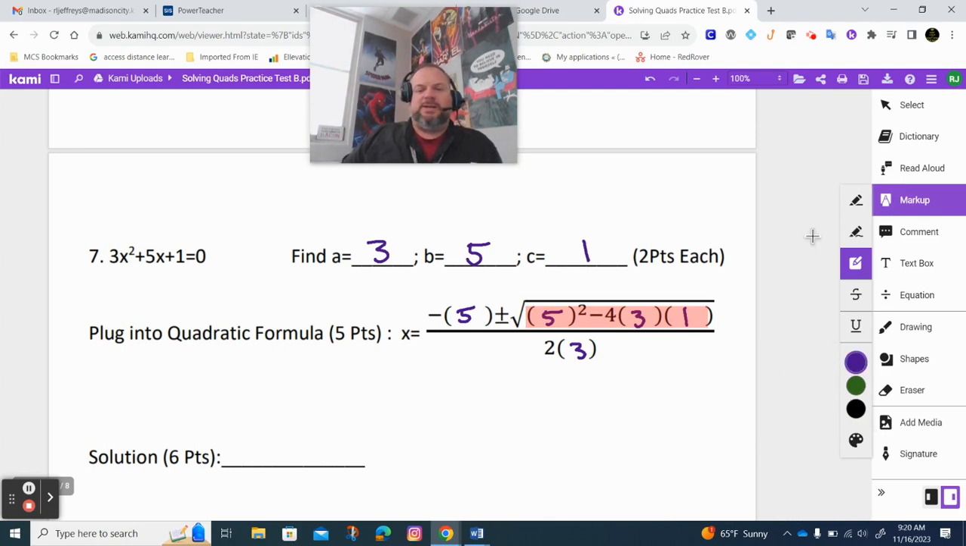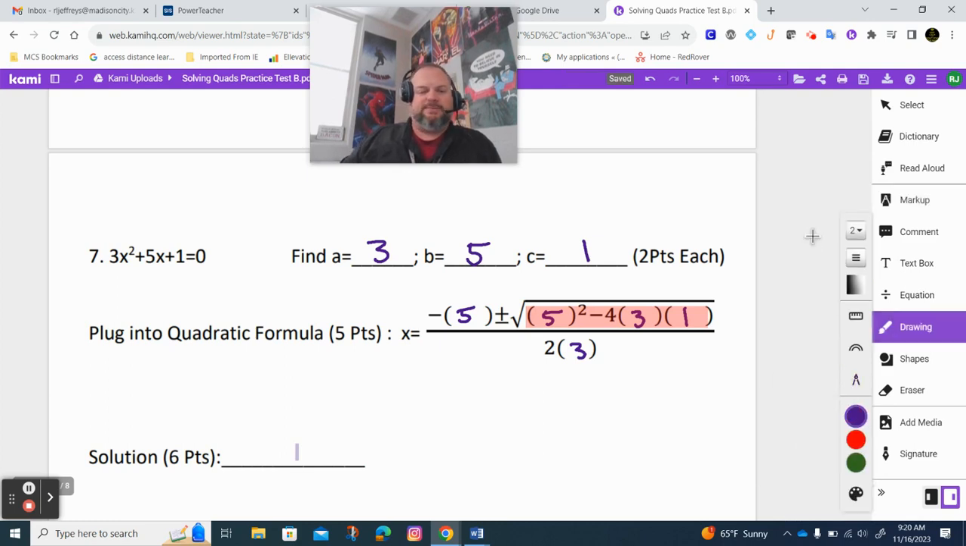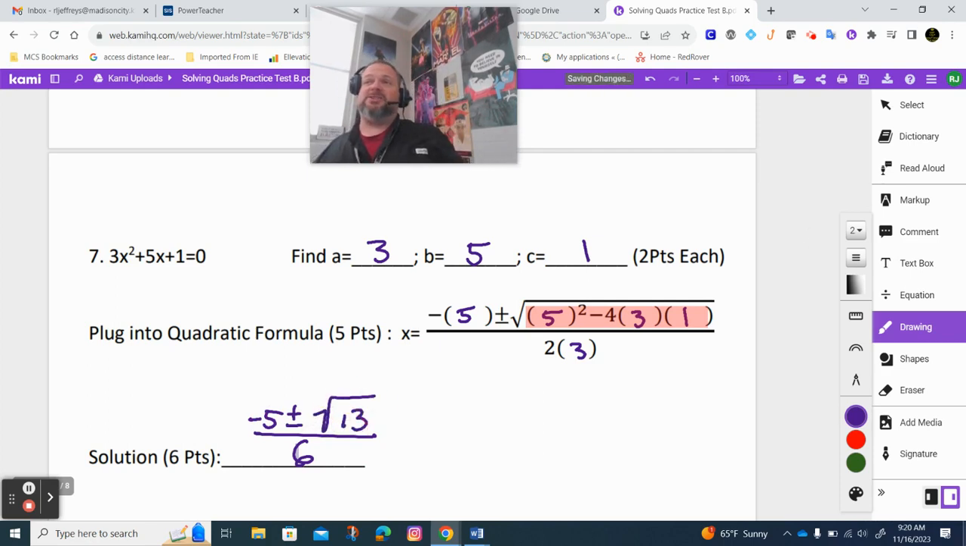So when we go to answer, okay, what is 2 times 3? I always do that. I hate that. Okay, what is negative times 5? All right, and this is just the square root of 13. And that is our second, not one, but two, second review of this right here of solving quadratics.